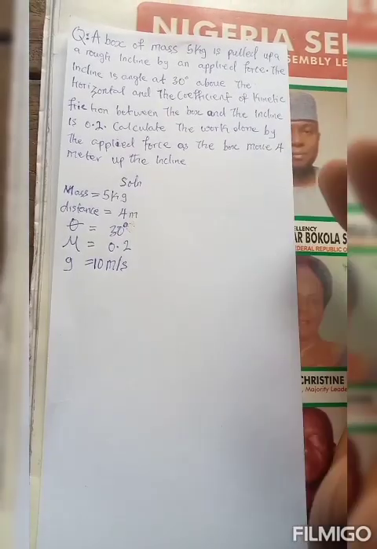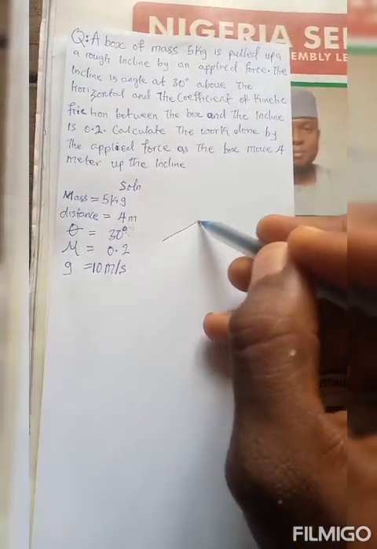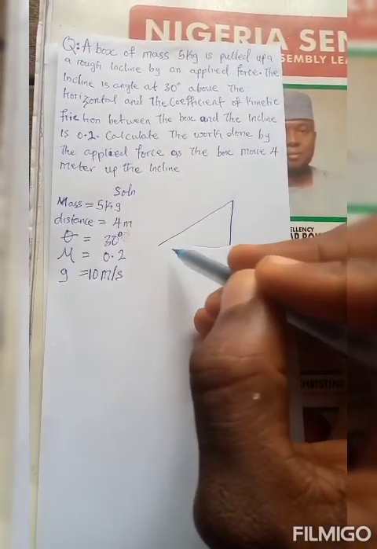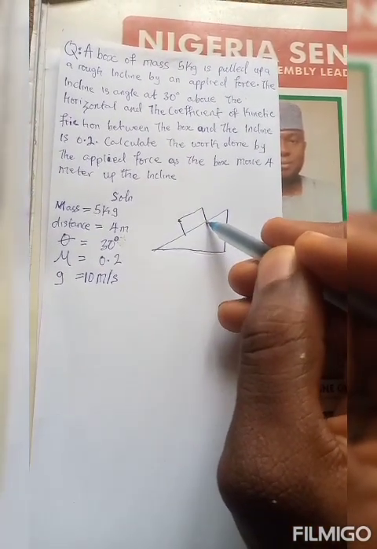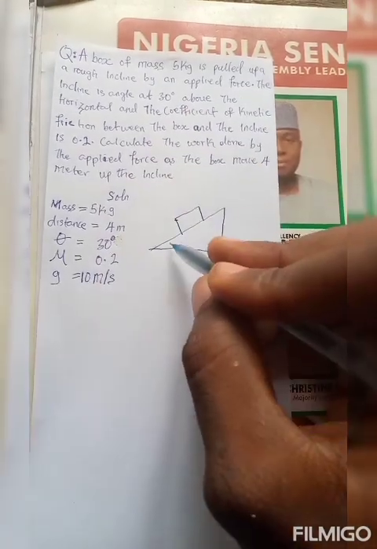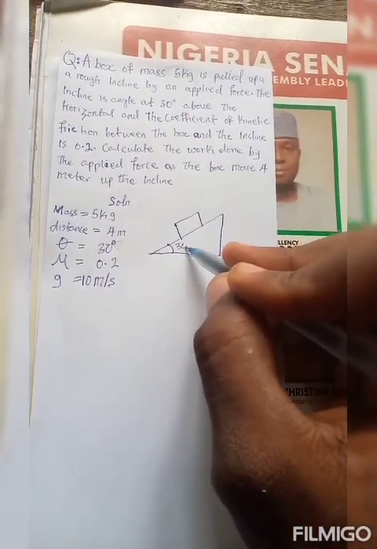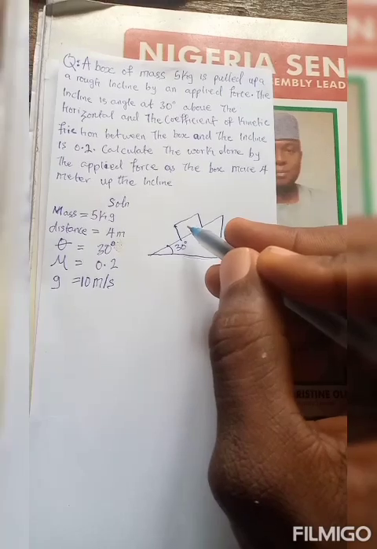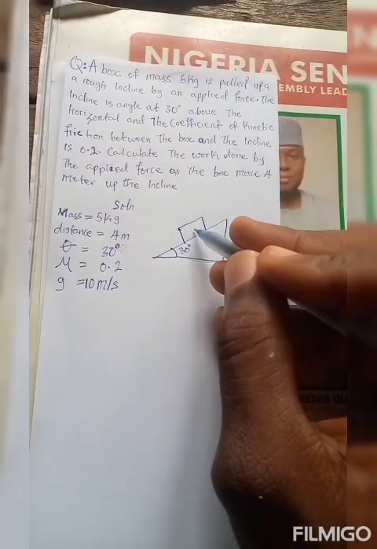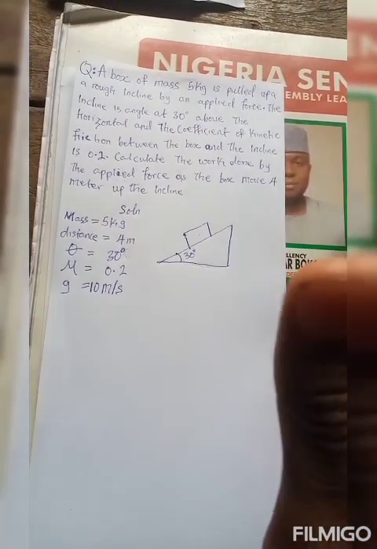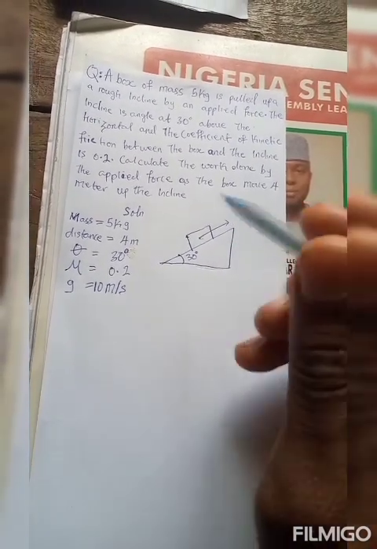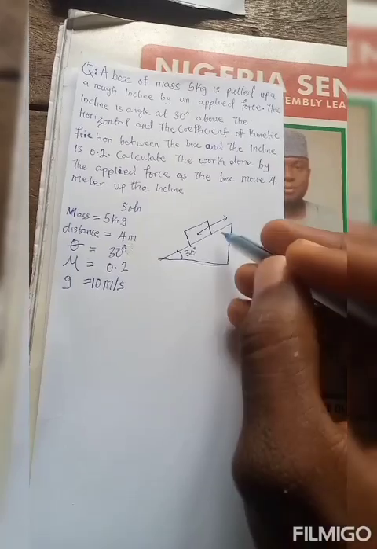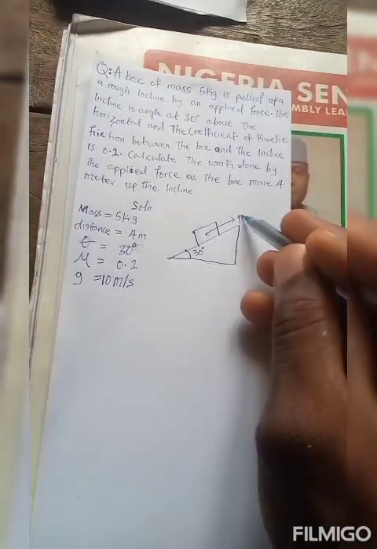So next, what we do is we draw out our inclined plane. As you can see, it's something like this. Then we have 30 degrees here. From the question, it says that there is a force dragging the object upward. So this is our force dragging the object upward. Let us call it force 1.